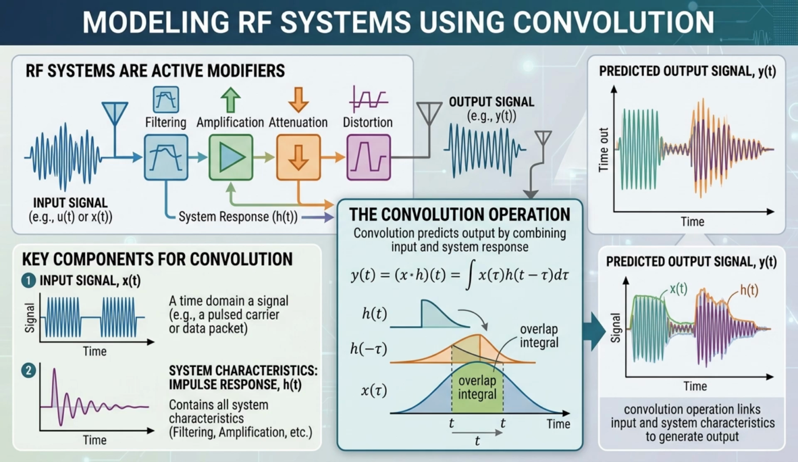RF systems are not passive. They actively modify signals through filtering, amplification, attenuation, and distortion. To mathematically describe this behavior, convolution is used as the fundamental operation that links input signals with system response. This makes it possible to predict output signals based solely on system characteristics.